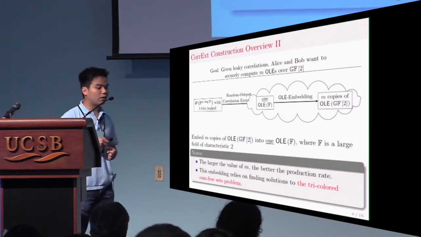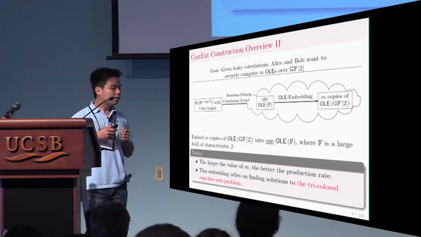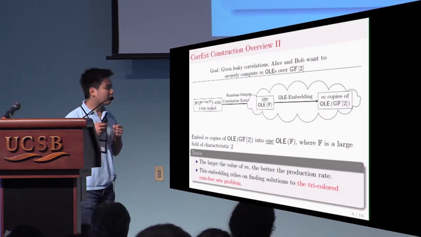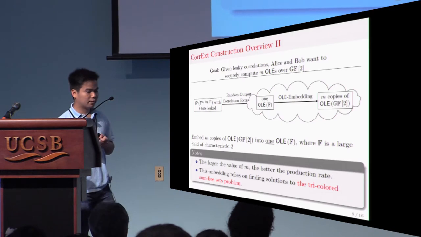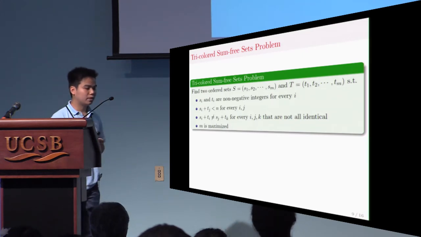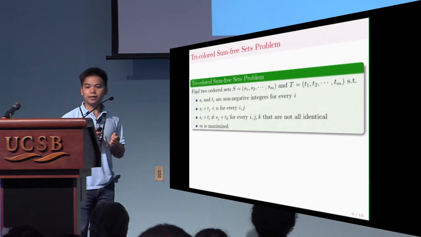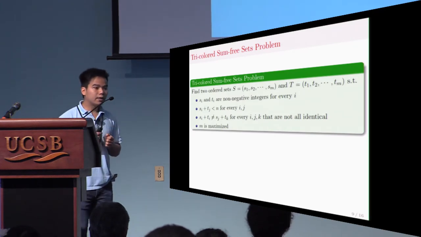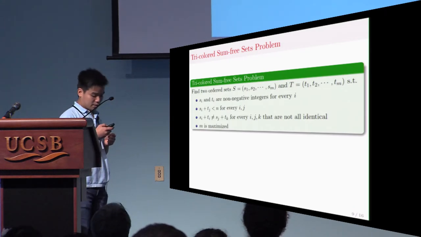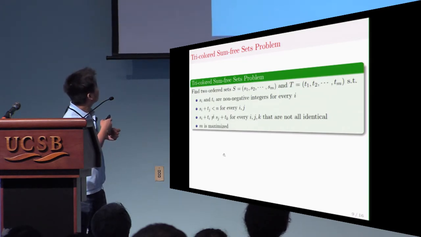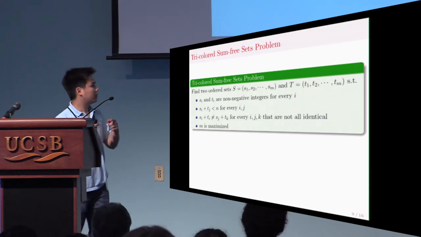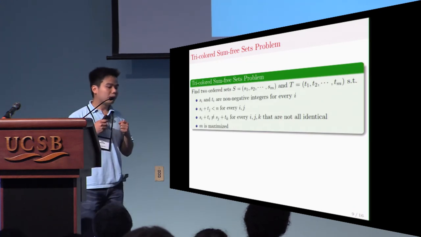Also, this embedding relies on finding solutions to the triangular sum free set problem. The triangular sum free set problem also has applications in matrix multiplication. Now, let me state the triangular sum free set problem. We want to find two ordered sets, S and T, each having M non-negative elements, such that the only solution to the equation Si plus Tj equals Sa plus Tk is the trivial solution, in other words i equals j equals k. And we want to maximize the size of S and T.